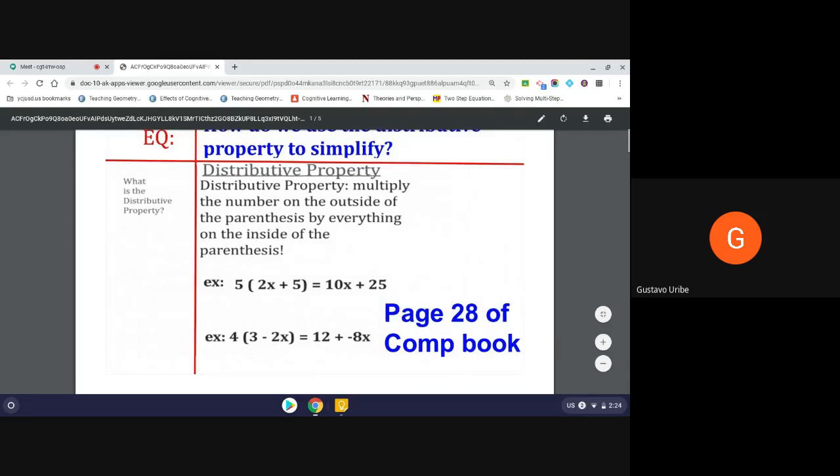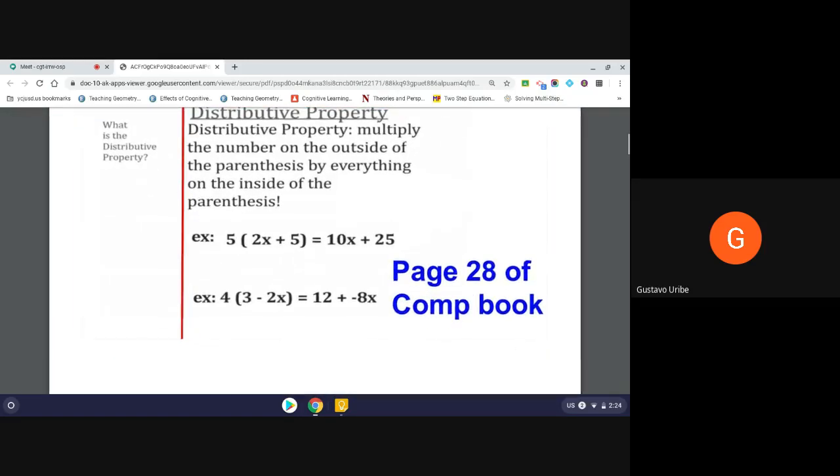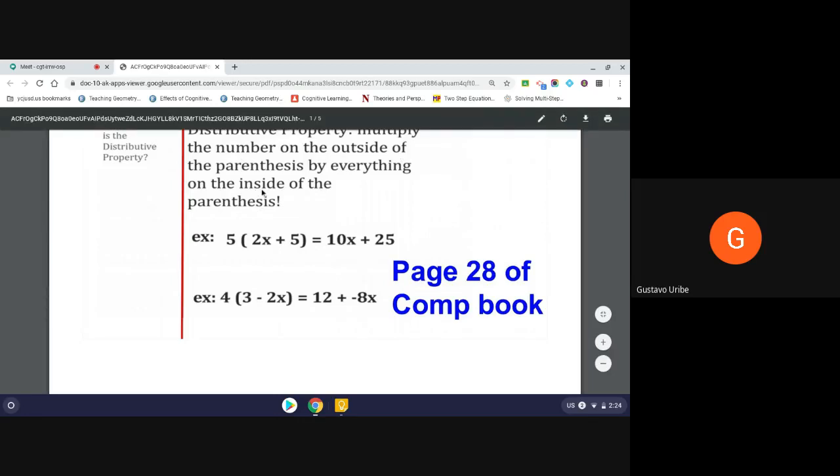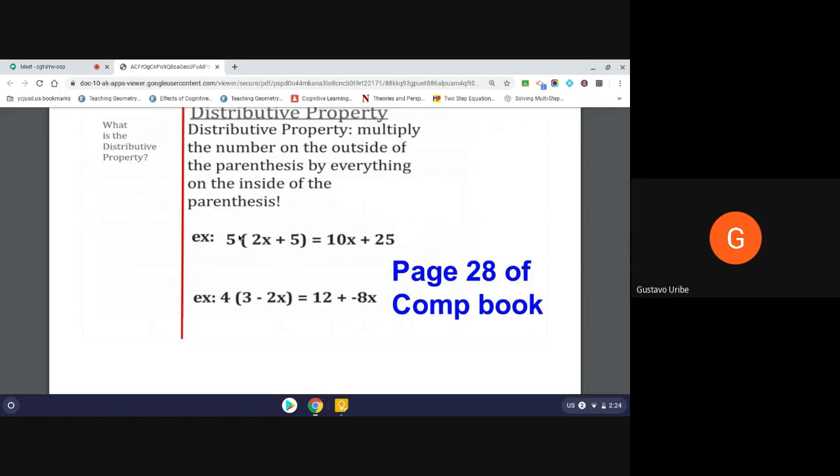So the distributive property is when you multiply the number on the outside of the parentheses by everything on the inside of the parentheses. So here's an example. Outside of the parentheses, we have 5. And then inside of the parentheses, we have 2x plus 5. So one way of thinking about this is that, let's say this is an order, and you are ordering 5 of this.